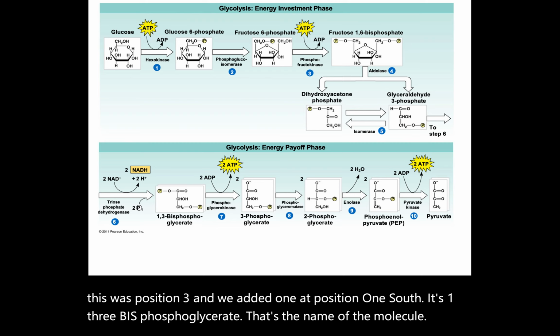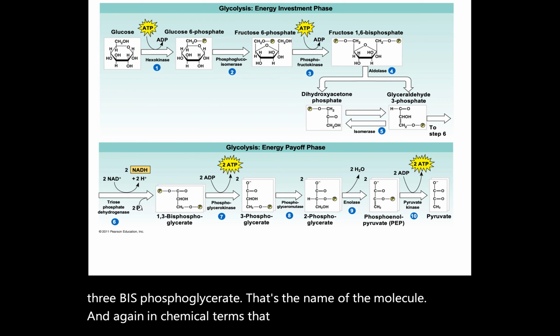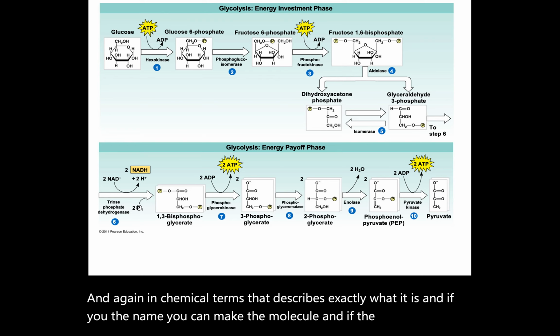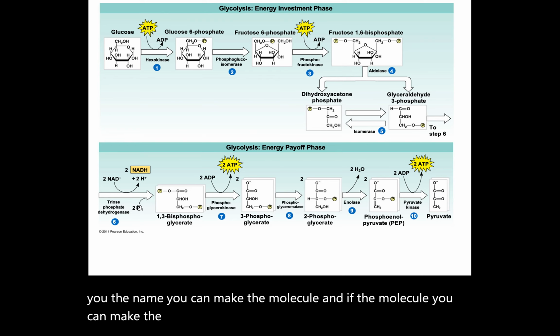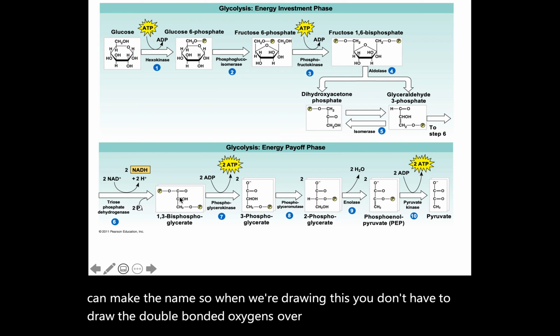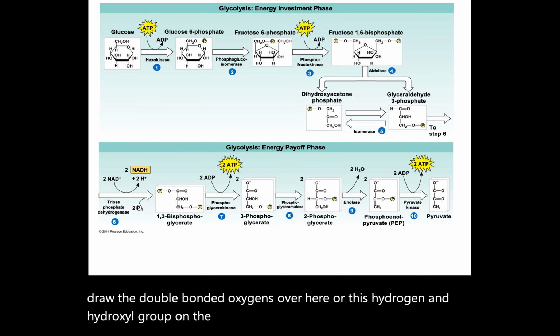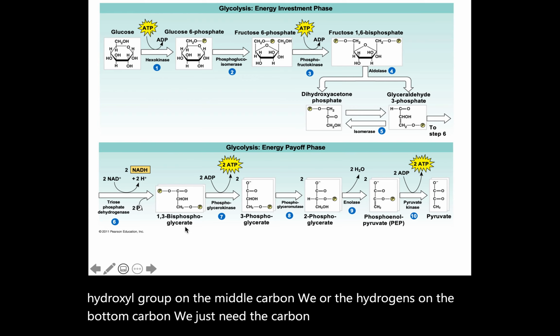And again, in chemical terms, that describes exactly what it is. And if you know the name, you can make the molecule. And if you know the molecule, you can make the name. So when we're drawing this, you don't have to draw the double bonded oxygens over here, or this hydrogen and hydroxyl group on the middle carbon, or the hydrogens on the bottom carbon. We just need the carbon skeleton, and we need to know where the phosphates are.